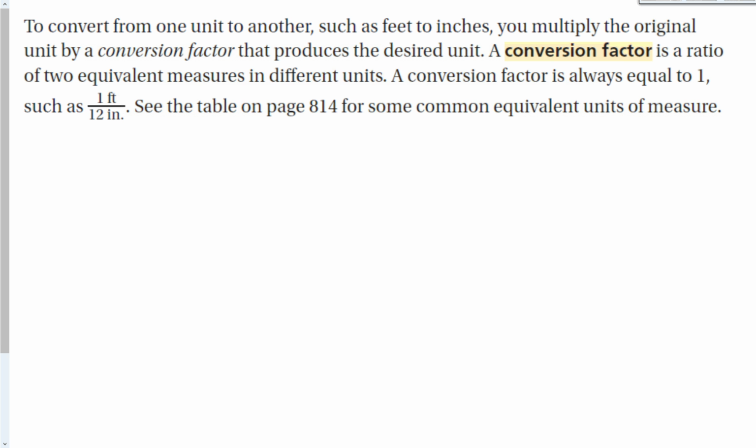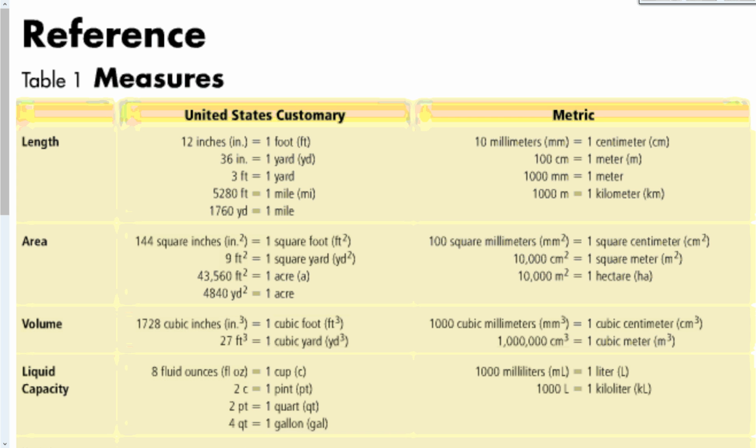See the table on page 814 for some common equivalent units. Luckily, I included that table. It came out a little pixelated, but hopefully you can make it out. And most of these you should be kind of familiar with, just as a matter of general knowledge.